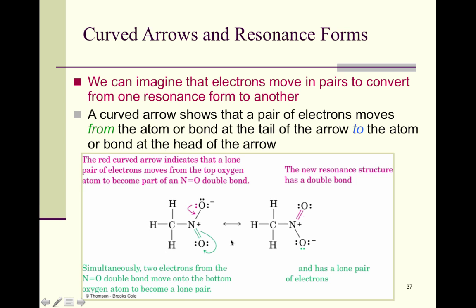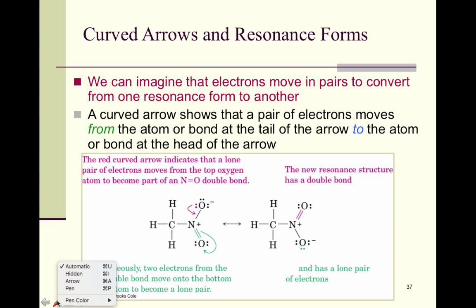And this is the beginning of one of the things we're going to be doing called mechanisms. We're going to show how the electrons are moving, and that helps us understand how reactions happen and stuff like this. So we can imagine that the electrons move in pairs. And again, I want you to notice that the arrowhead here is a full arrowhead. That means 2 electrons are moving. We're actually going to have later on a single electron move.